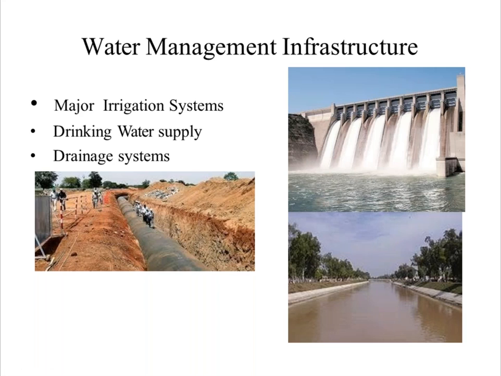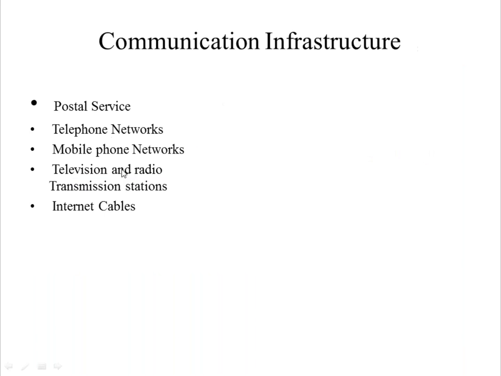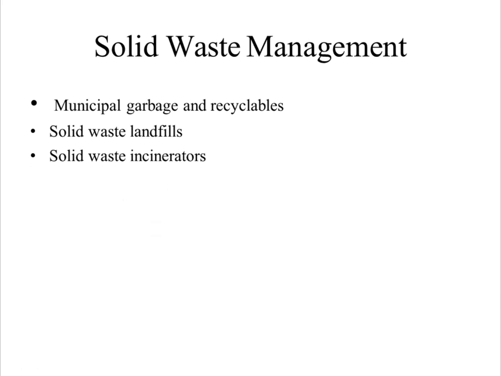The components of water management infrastructure are major irrigation systems, drinking water supply, and drainage systems. Next is the communication infrastructure, which includes postal service, telephone networks, mobile phone networks, television and radio transmission stations, and finally internet cables. Solid waste management infrastructure includes municipal garbage and recyclables, solid waste landfills, and solid waste incinerators. So these are the various components of solid waste management infrastructure.